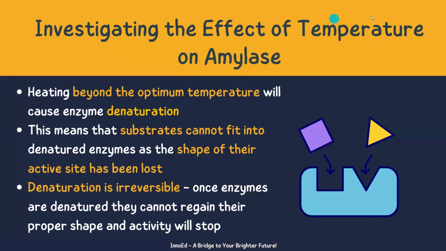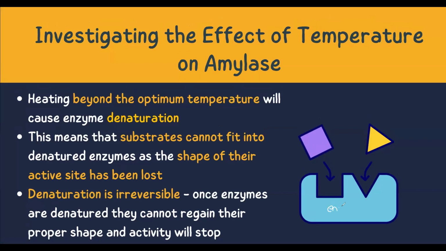So here, I will show you the example. Here you can see this is the enzyme. This is the shape of the active site, which is square, so that it is complementary to the shape of the substrate. But when we heat it beyond the optimum temperature, it could become rounded. So the square-shaped substrate can no longer fit into that rounded active site, so the reaction is not catalyzed anymore.